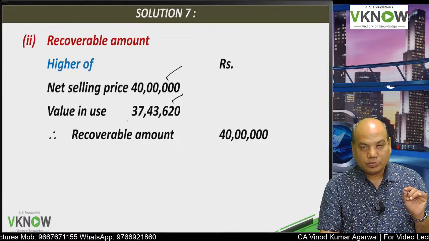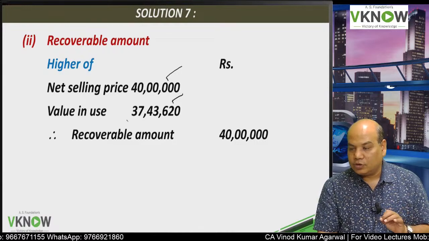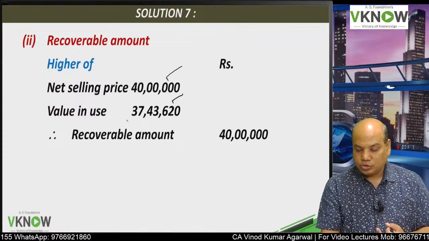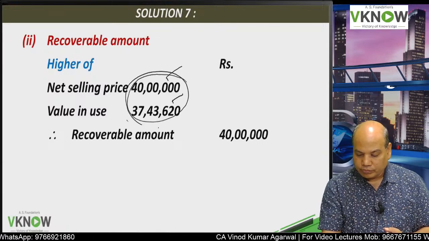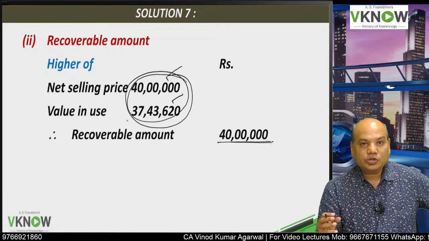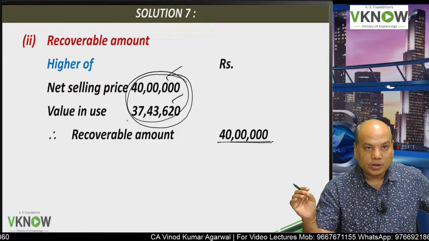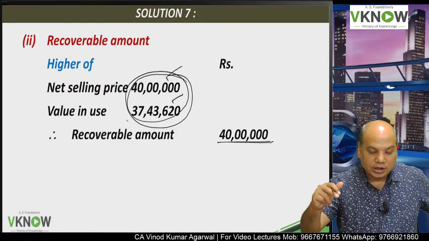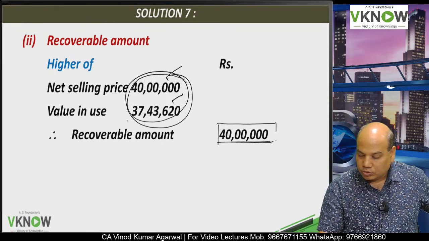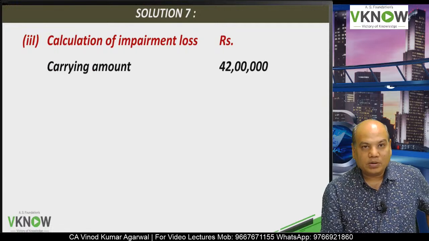Compare the two. Net selling price is 40 lakh. Value in use 37,43,620. So what is the recoverable amount? Choose the higher of the two. A businessman would choose that option which is more beneficial to him. If continuing with the asset is more beneficial, continue. If selling the asset is more beneficial, sell. So we have to write 40 lakh. And then next is calculation of impairment loss.